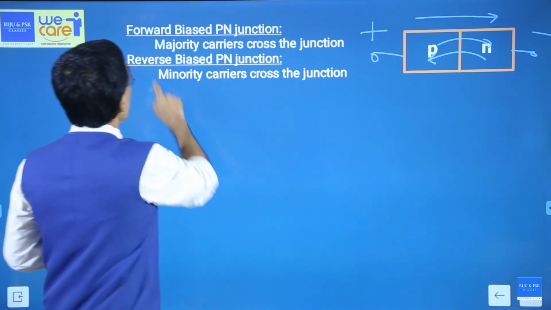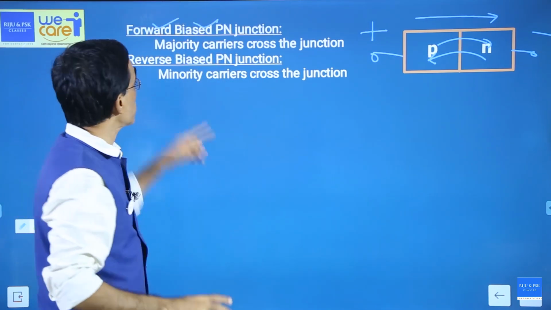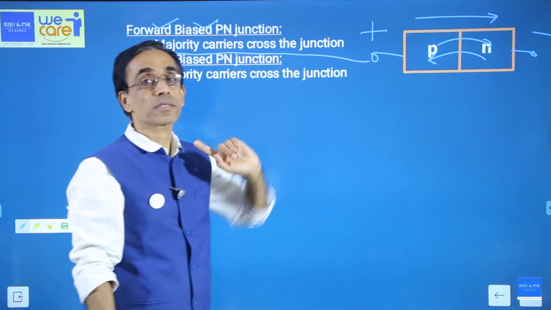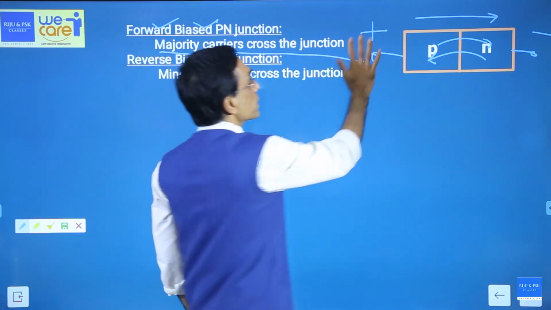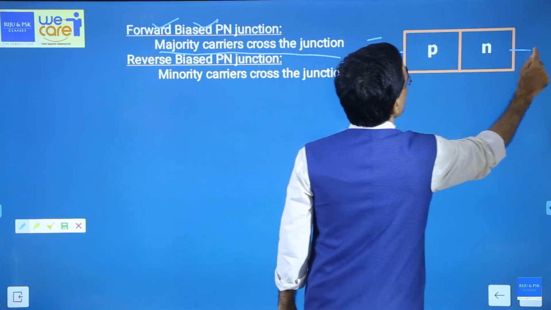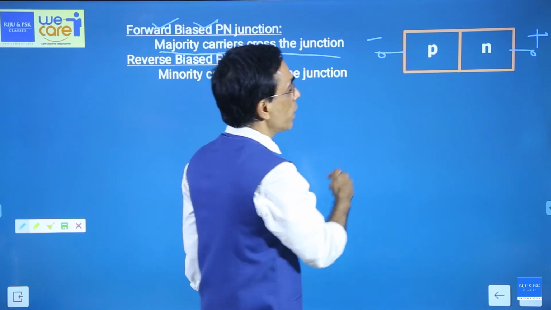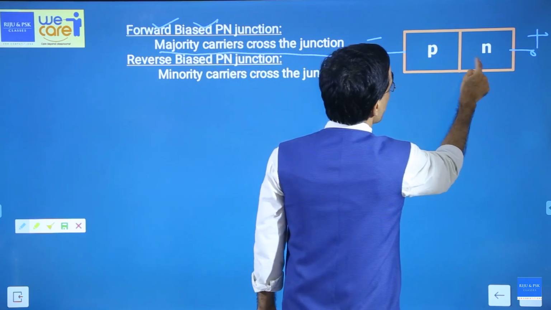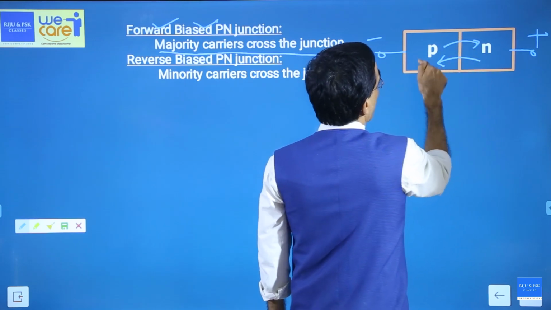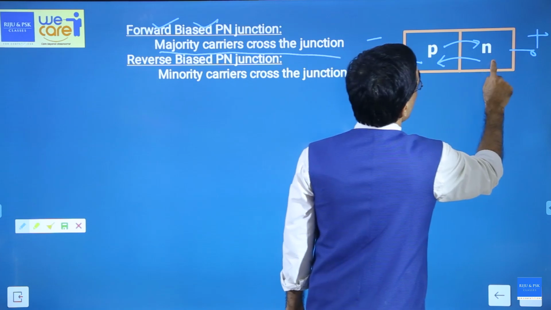So we can see that in a forward biased junction, which carrier will cross? Understand, majority carriers will cross the junction in forward bias. What will happen if it is reverse biased? If it is reverse biased, this is negative, this is positive. Then, due to the electric field, holes from the P side will move away, electrons from the N side will move away.